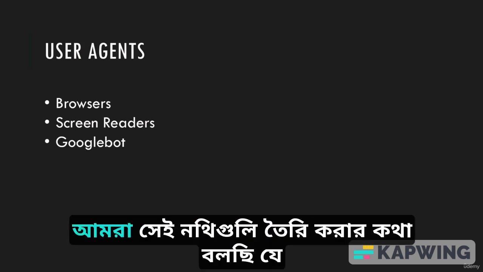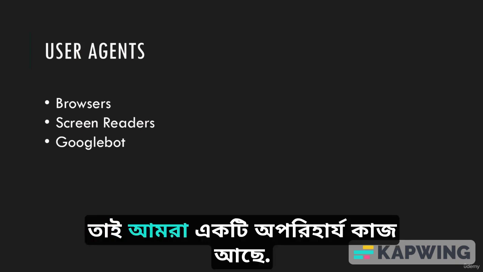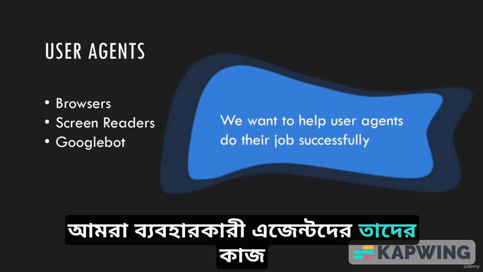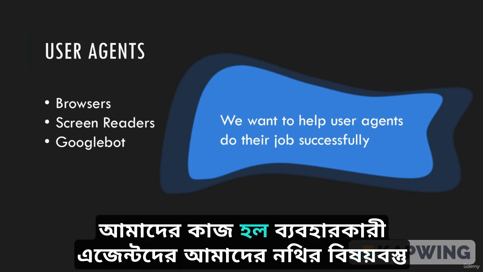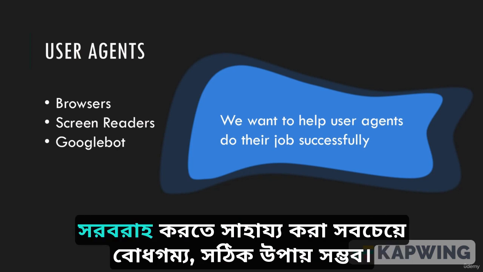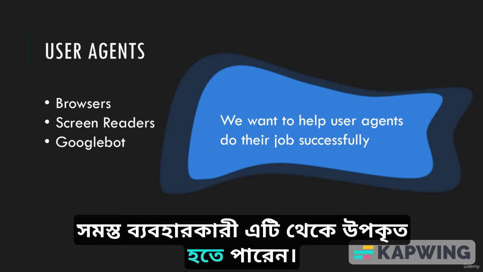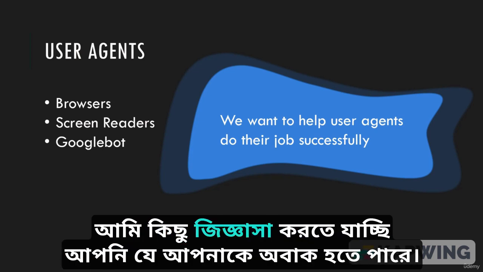Now, in this course, we're talking about creating those documents that will be requested by users. So we have an essential job. We want to help user agents do their job successfully. Our job is to help user agents deliver the contents of our document in the most understandable, accurate way possible, so a user, all users, can benefit from it. To learn this job, to break bad habits, I'm going to ask something of you that might surprise you.